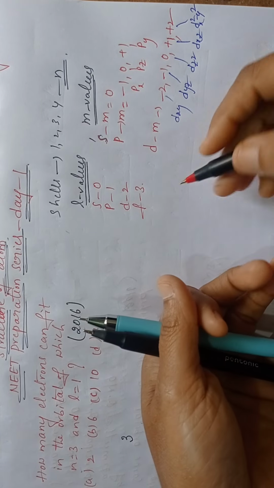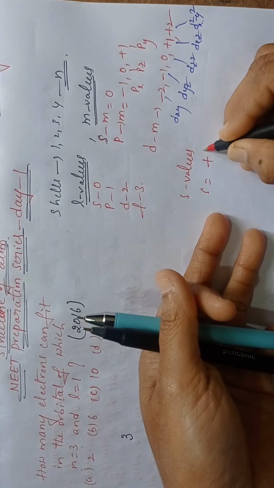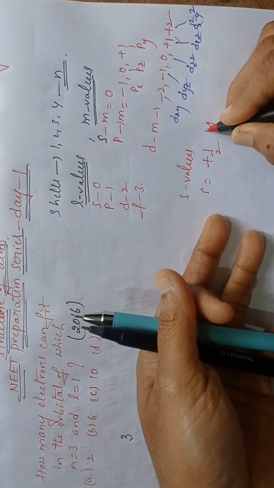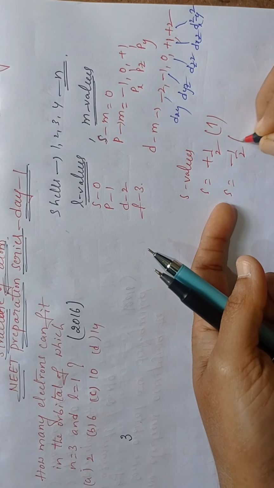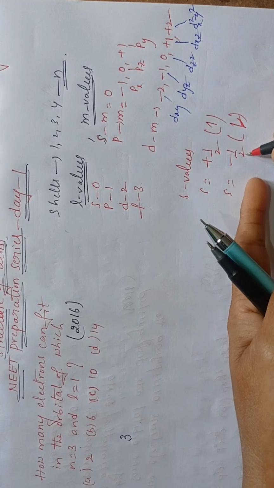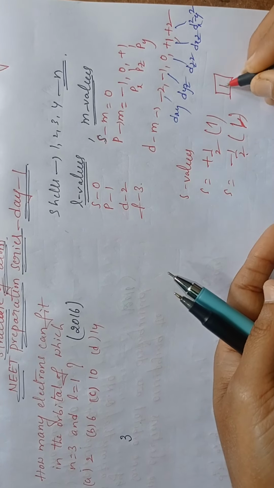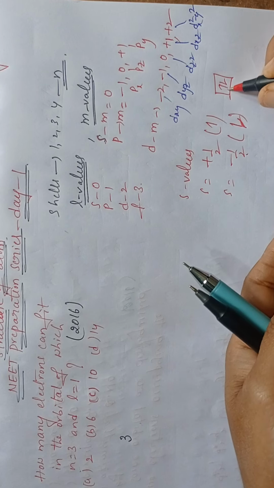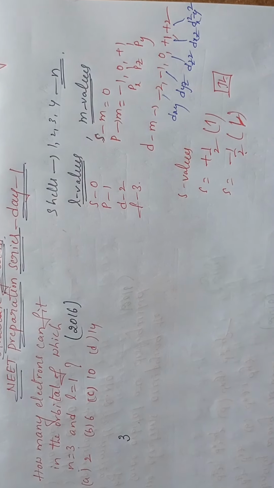And coming to the s values, what are the s values? For s, it is plus half if the electron spins like this, and if the electron spins in the anti-clockwise direction, you have to take minus half. Are you clear? For example, in the s subshell, electrons we represent like this. This is plus half, this is minus half. This is clockwise, this is anti-clockwise direction.